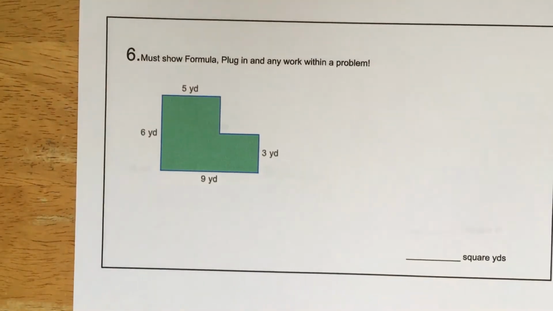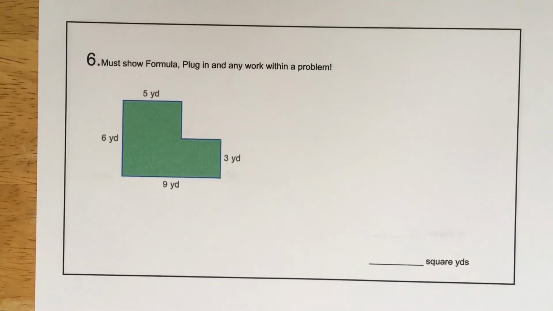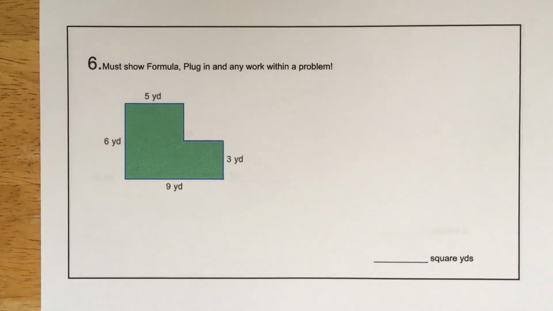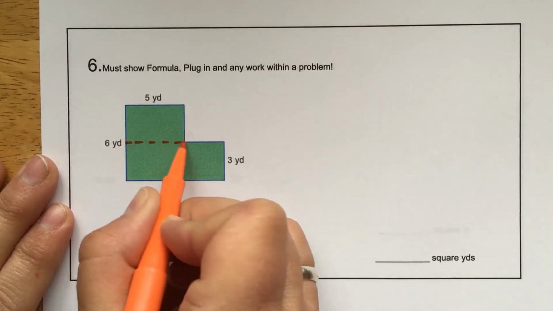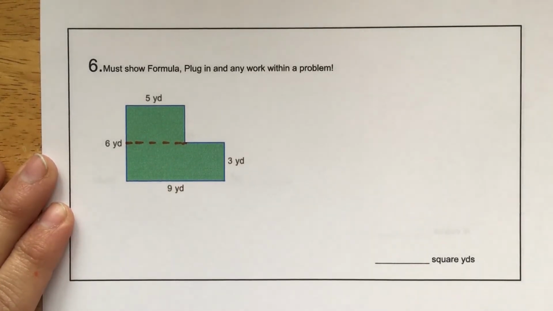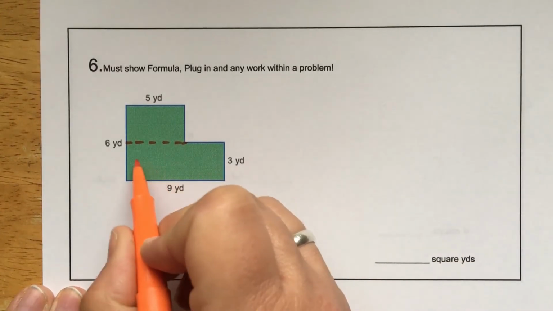Number 6, we had another complex shape. Again, the way that you see this might be different than the way I see this. You might have divided it in a different way, but you should come out with the same exact answer no matter how you did it. I looked at it like this, that it was a block sitting on top of another block. Okay, I'm going to find the area of the big block first.